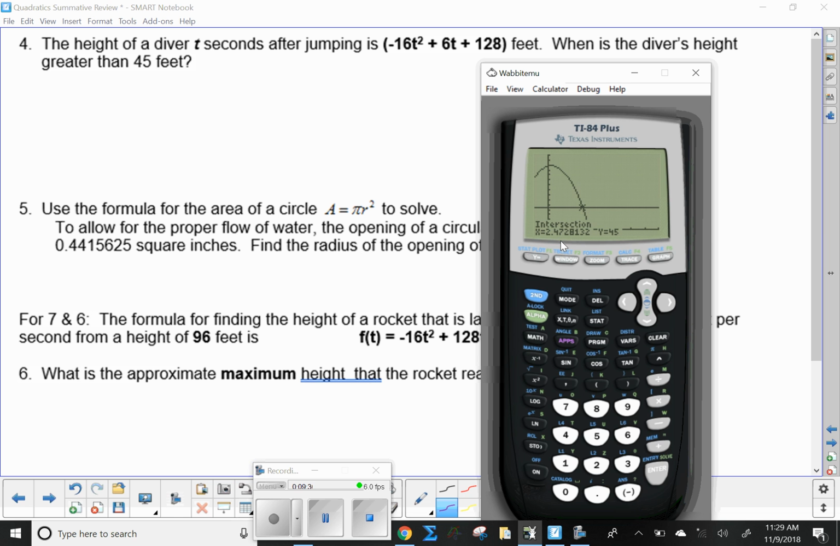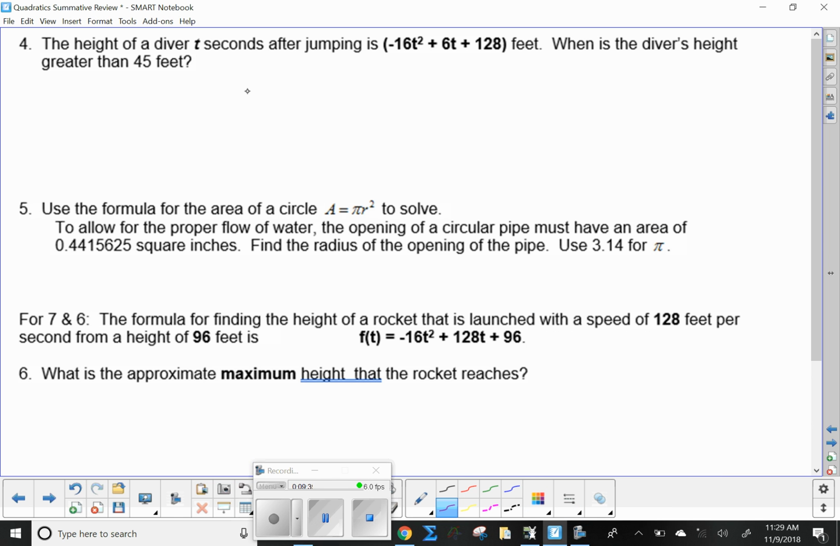So when is the diver's height greater than 45 feet? From 0 to 2.47 seconds. That's the time period where the diver is above 45 feet. It's not bad, is it? Next one.